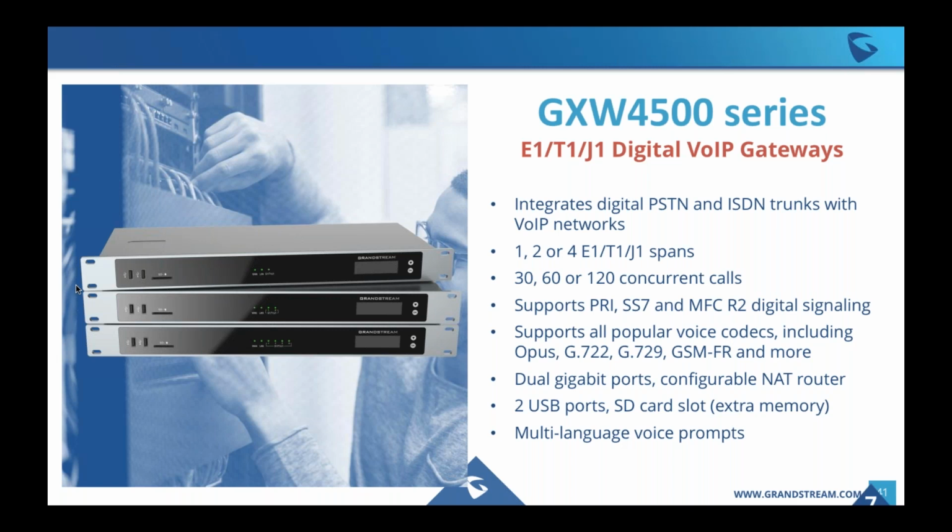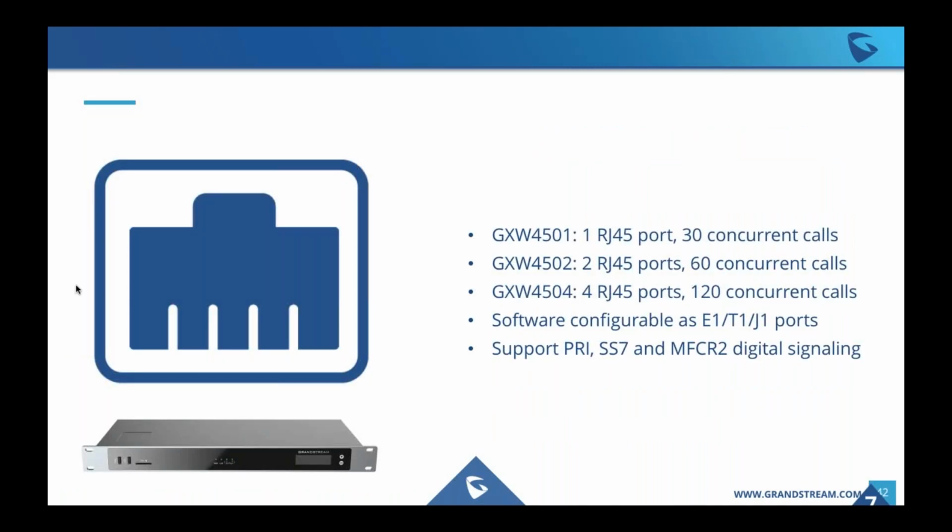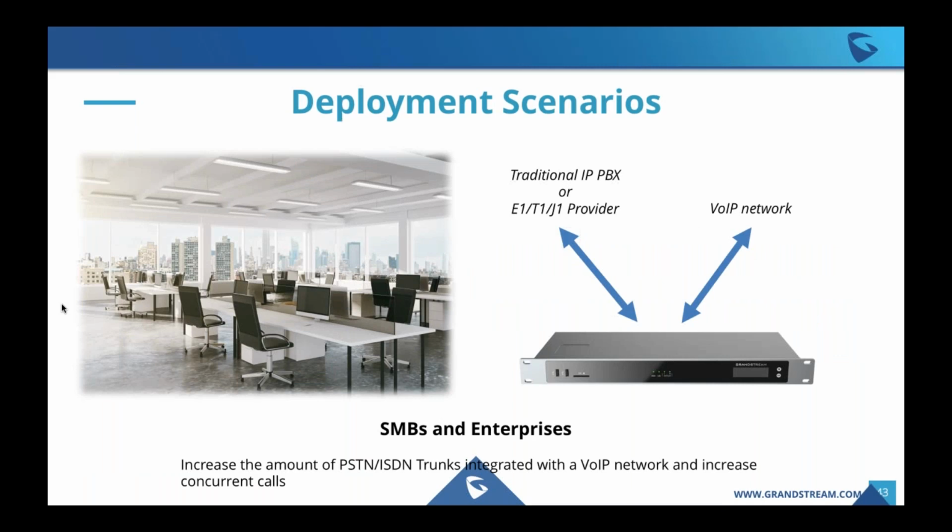Has a built-in NAT router, multi-language voice prompts. Here you see information about, there are 3 different models within this. And again, it's basically that last number will tell you how many RJ45 ports it has. So the 4501 will give you 1 port, 30 concurrent calls, 4502, 2 ports, 60, 4504, 4 ports, and 120 concurrent calls. So basically, this is pretty much the main deployment scenario.